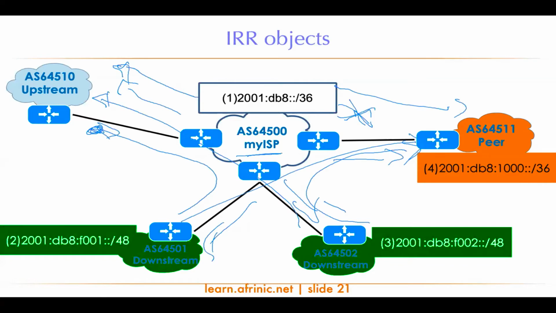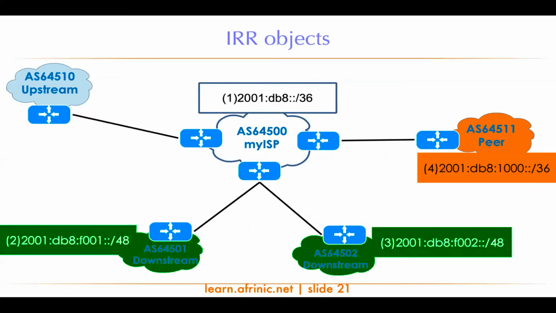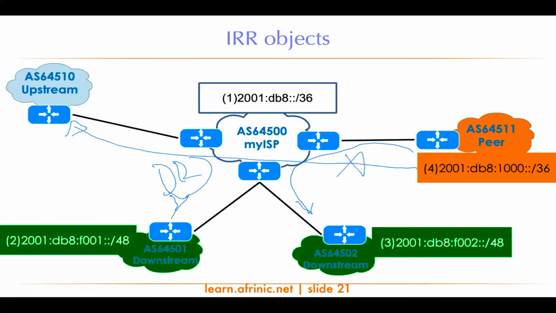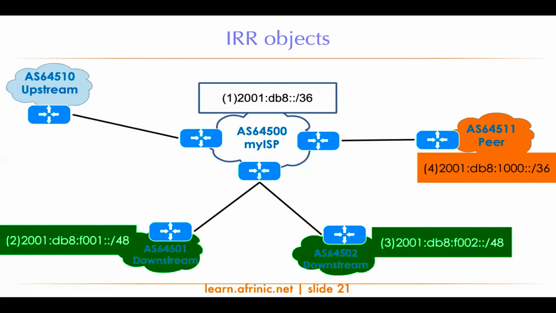Now, with regard to the customers, my ISP should send the peer's prefixes and maybe a default route or the global routing table, depending on the policy, the peering agreement that they have with their customers. In no case should an ISP send the prefix of their peers to the internet. In no case. So now, how do we specify this using IRR objects?